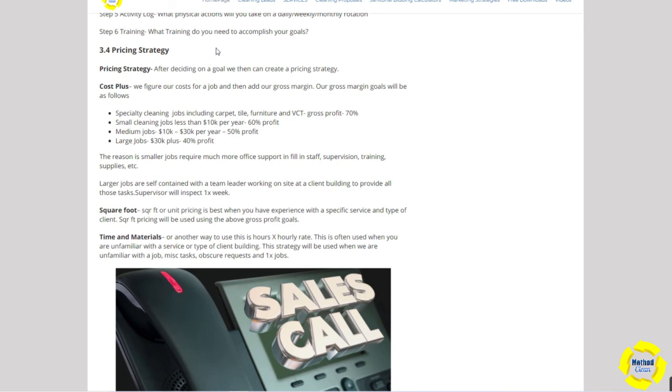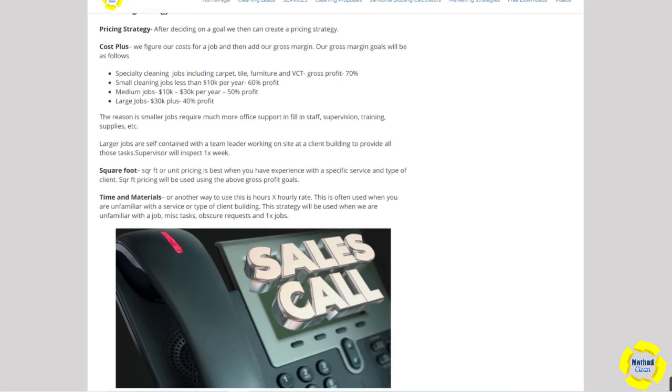Pricing strategy. How do we want to price? I know everybody's cheap. Every single cleaning company you speak to in every industry, they all say that everybody's cheap. Nobody wants to spend money. What we want to do is we want to come up with a pricing strategy, and not just throw stuff against the wall.